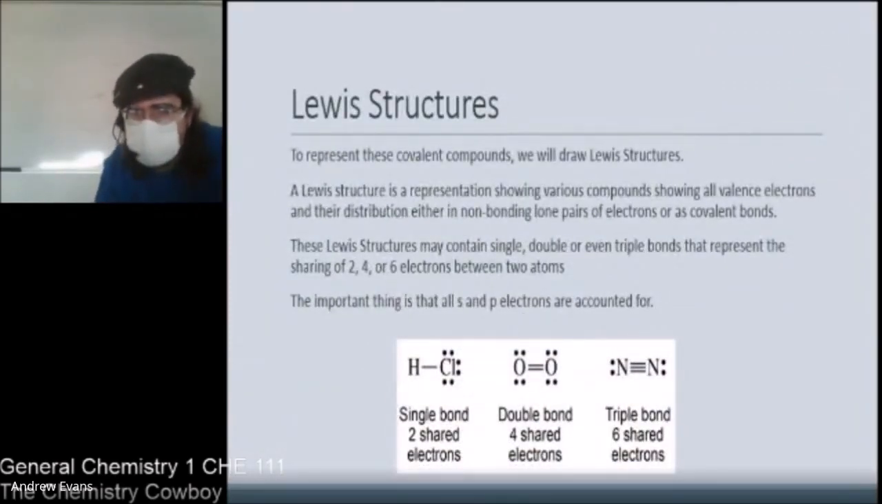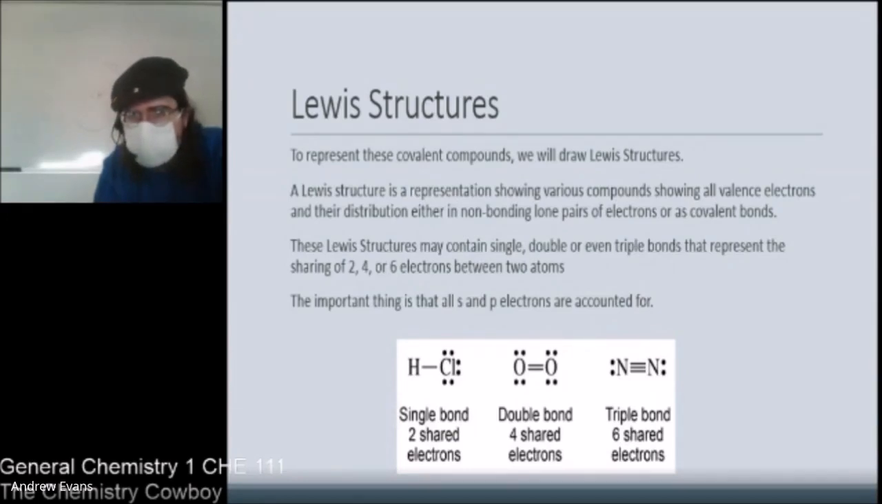Now, to represent these, we use what we call Lewis structures. A Lewis structure is a representation showing all the valence electrons of various compounds. And we're going to distribute these valence electrons in either non-bonding lone pairs, which we draw as dots around the atom. Non-bonding means they are not associated with a bond. They're just floating around in an electron cloud. Lone pairs, we're saying they're paired up, but they're by themselves, like in an s orbital, not being used. Or they're in a covalent bond. Depending on how you want to draw this, covalent bonds can be just a straight line. It can be two dots between the atoms, either vertically or horizontally. But either way, we have some sort of indication that the electrons are being shared.